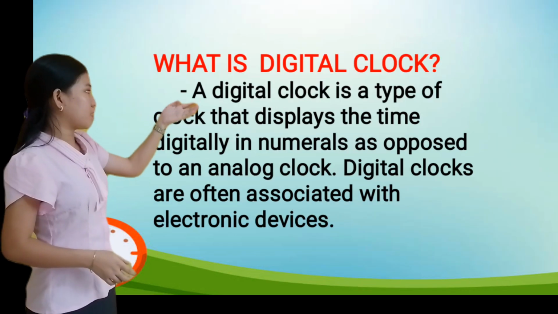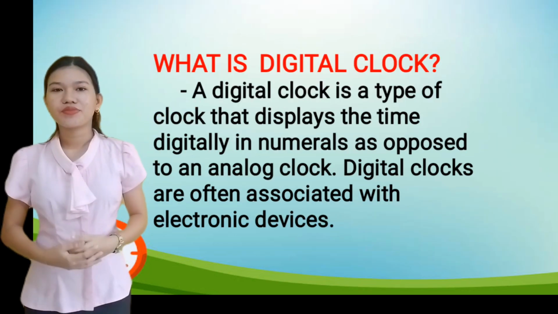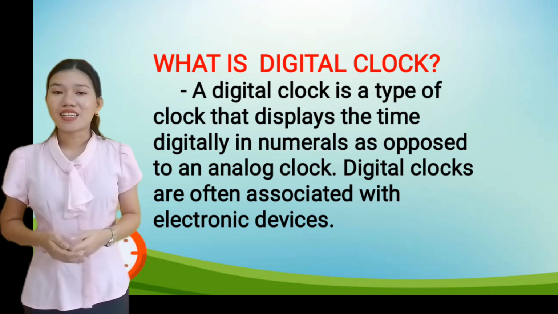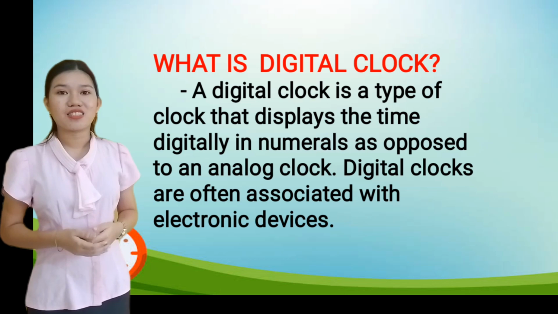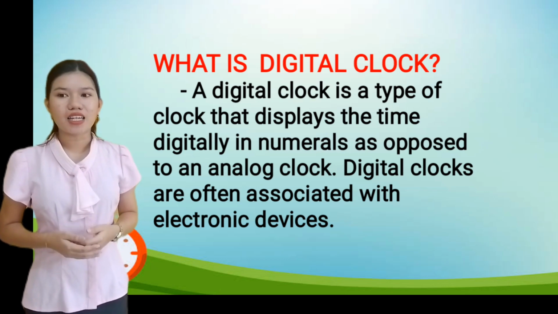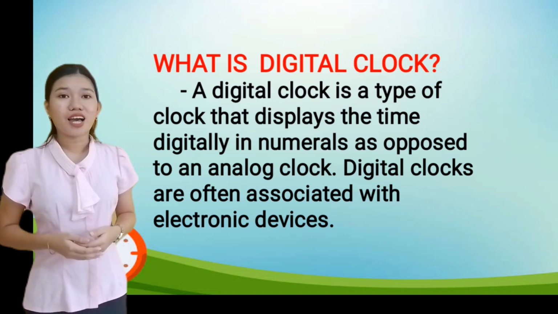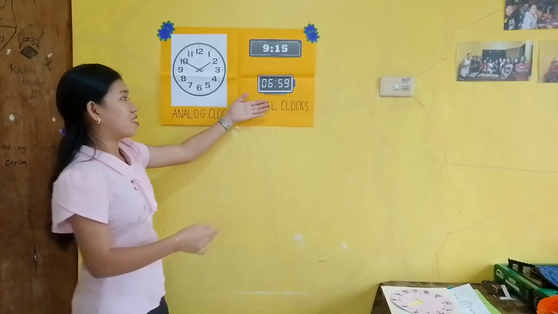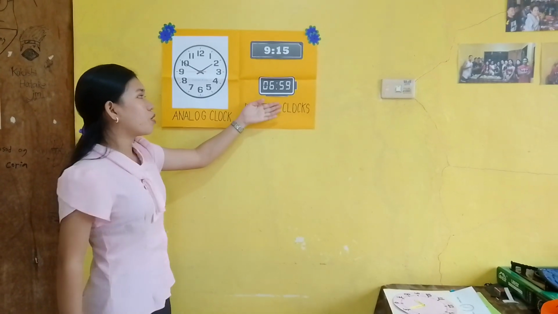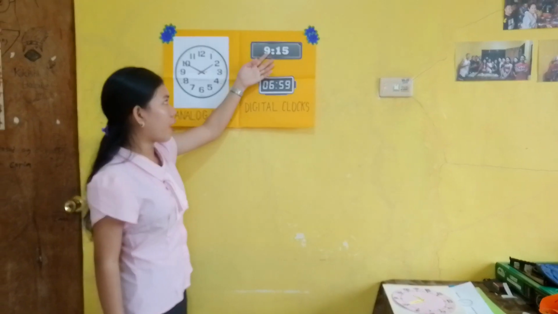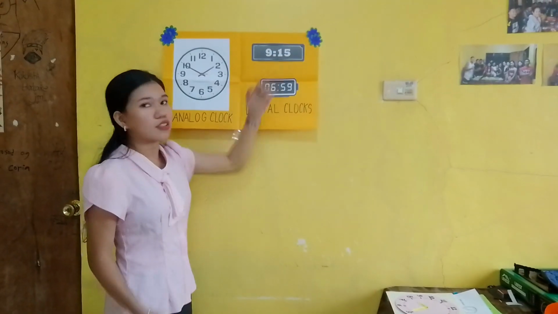So the other one is the digital clock. What is a digital clock? So a digital clock is a type of clock that displays the time digitally in numerals as opposed to analog clock. Digital clocks are often associated with electronic devices. So as you can see, this is the digital clock. So when we say digital clock, it specifically gives you the hour and the minute part.